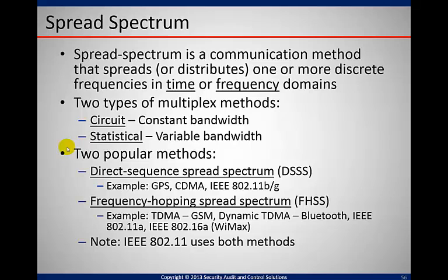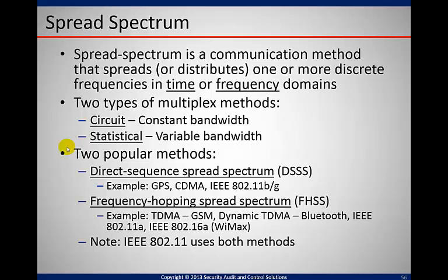Now, spread spectrum is a communication method that spreads or distributes one or more discrete frequencies in time or frequency domains. There are two types of multiplex methods. One is circuit, which is a constant bandwidth, and also statistical, which is a variable bandwidth. There are two popular methods. The one is called direct sequence spread spectrum, DSSS. Examples such as GPS, CDMA, IEEE 802.11b and g.